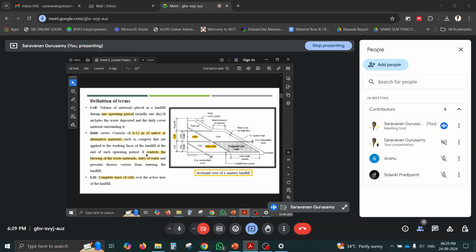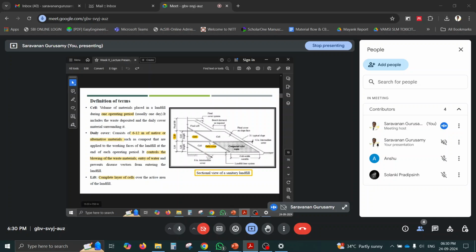So why do we need a daily cover? Because it controls the blowing of waste material and entry of water, and prevents disease vectors from entering the landfill. After compacting one day's waste, if we are not giving the cell, it may bulge, and whatever rainfall happens over 20 years will reach the groundwater. So we have to protect the waste from rainwater. So we need to have a proper cell. Otherwise, rodents, mosquitoes, and disease-causing vectors may enter the solid waste and create a nuisance. That's why we need a daily cover.